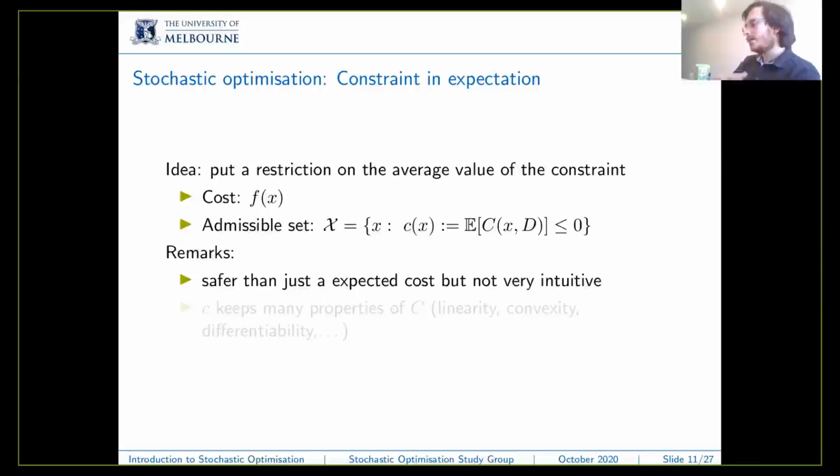So I've got several remarks here. I would say that generally it's a bit safer than the expected cost case because you actually add some uncertainty information in the constraint. But again, it's not very intuitive, because if you go back to the car example, having a constraint in expectation does not imply anything, or only very indirectly, something about the precise realization of what happens. So if you take a decision based on the expectation here, it will probably take into account the fact that the road might be dangerous, but the direct implication is not clear.